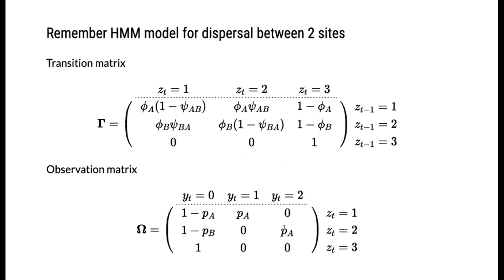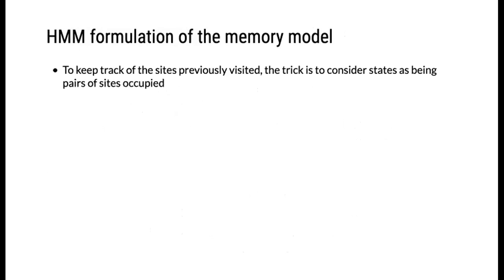How to extend that one to say, okay, the transition probability does not only depend on what happened at T minus one, but also at T minus two? It needs a bit of brain gymnastics. To keep track of the sites previously visited, the trick is to consider states as being pairs of sites occupied. So we're going to keep track of pairs of sites. And this is how we're going to be able to go beyond the first order Markovian assumption, and to give some memory to our model.